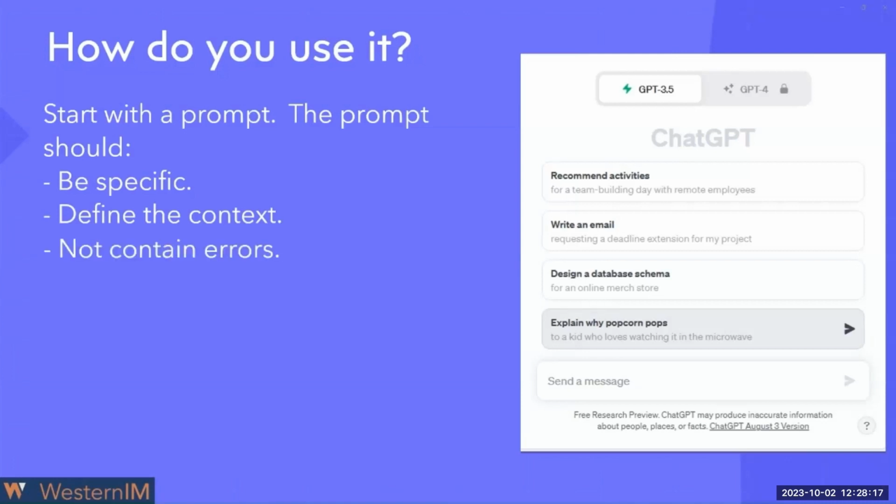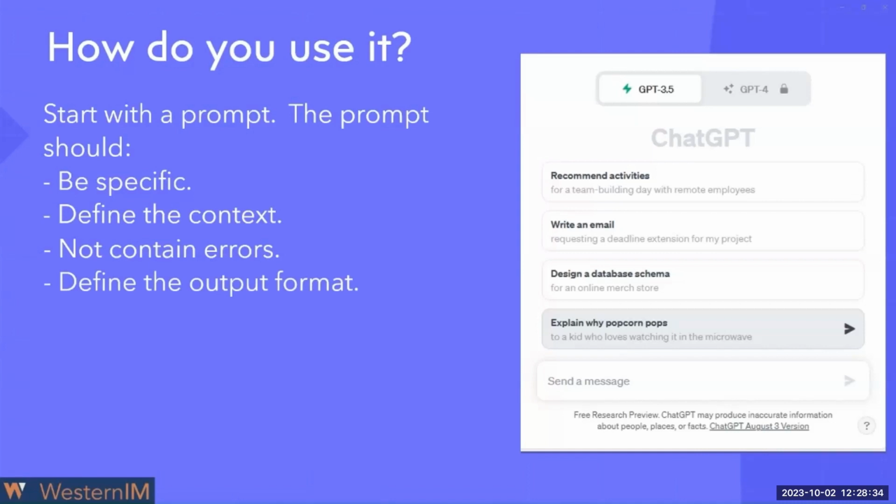Make sure your prompt doesn't contain spelling or grammatical errors. Errors in the prompt can cause the attention layer to incorrectly identify which words are important, causing the prediction layer to incorrectly generate the output text.